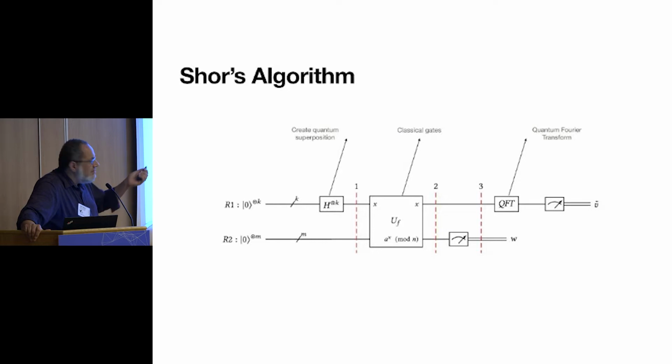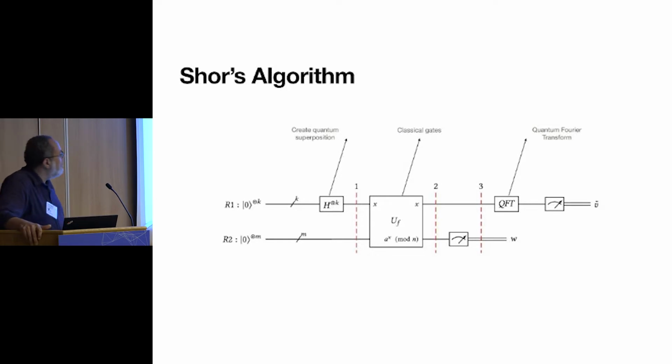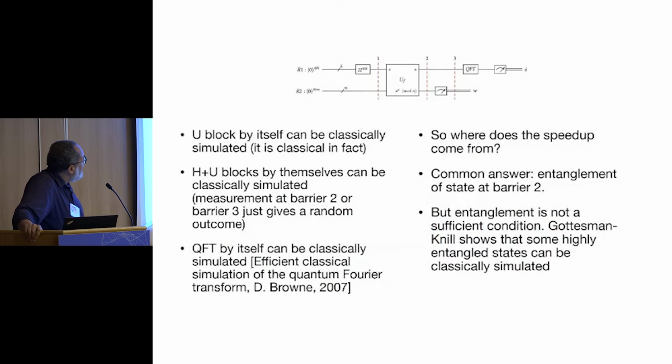And then there is a Fourier transform. Okay, so these are the three blocks that you see in Shor's algorithm. Now here's the algorithm on top of here. Now, this algorithm supposedly has an exponential speedup over the best classical algorithm we know. Okay, on paper, there is a proof that this is exponentially faster than anything we know how to do. So where is the speedup coming from?